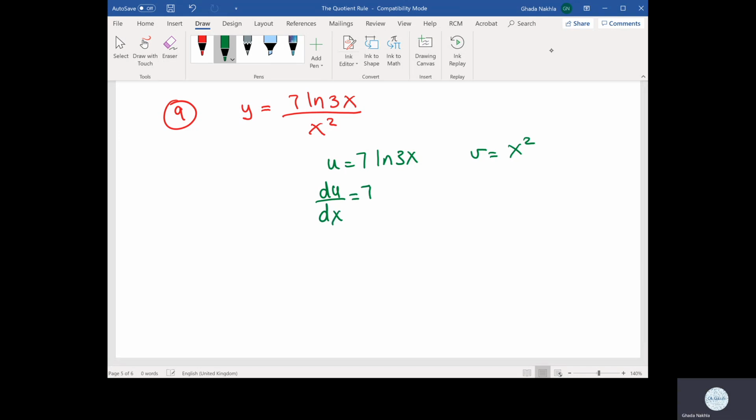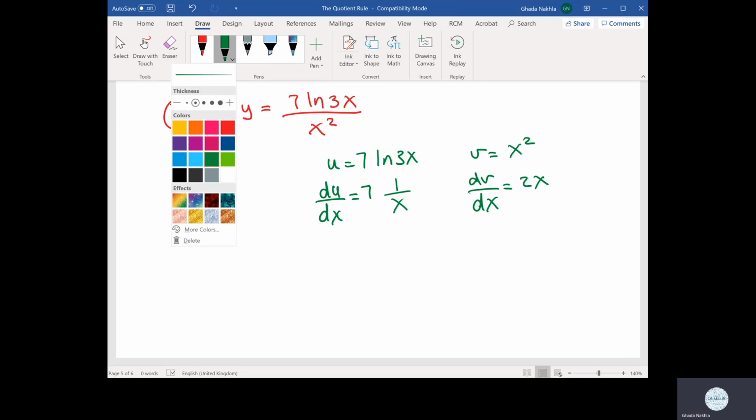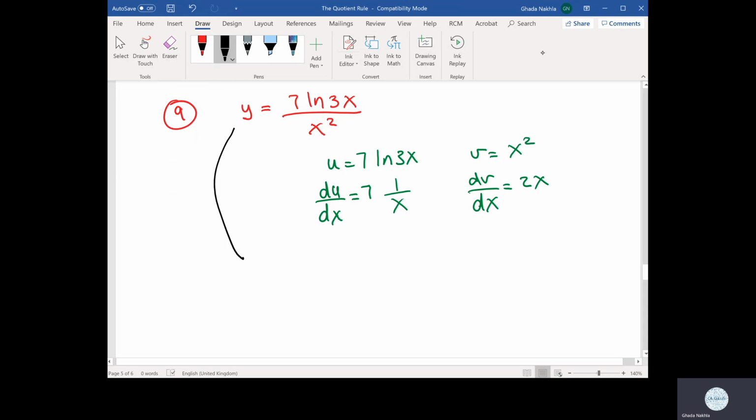Du by dx equals. Leave the 7 alone because I'm differentiating with respect to x. That's why we have a dx at the bottom, because we're differentiating with respect to x. So I don't differentiate the 7. 7 is constant. Now, earlier on in this video, we have differentiated ln 2x. And what did we get? 1 over x. So ln 3x differentiates into 1 over x. Or you can use the chain rule if you want to. And then dv by dx is 2x.